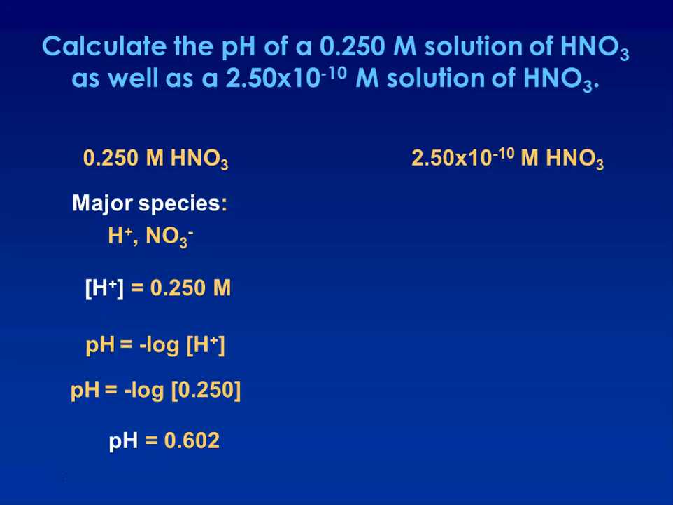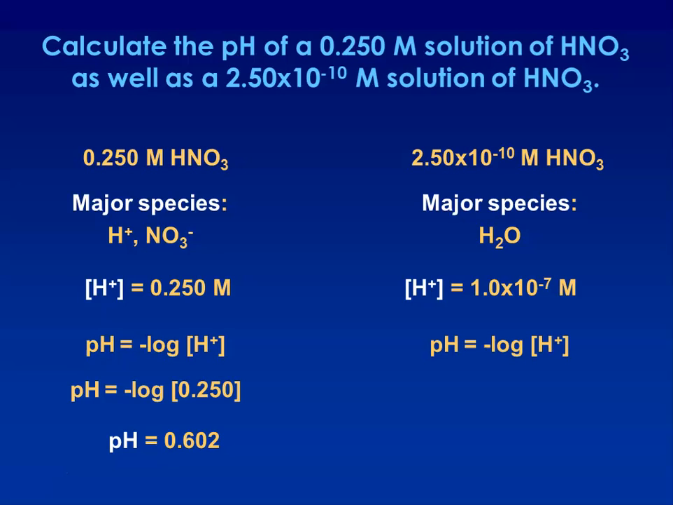With my 2.50 times 10 to the negative 10th molar solution, water is going to be my dominant species. So my hydrogen concentration will be half of water's Kw, 1 times 10 to the negative 7th. And if I take the pH of that value, I'm going to get that that solution is neutral. So you cannot, again, have a pH greater than 7 for an acidic solution, but if you have a very, very dilute strong acid, water is going to determine the pH, which will make it neutral.